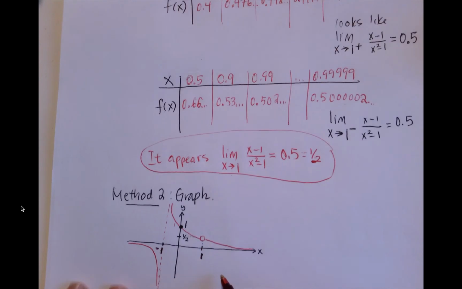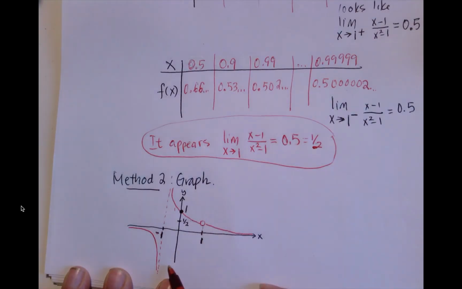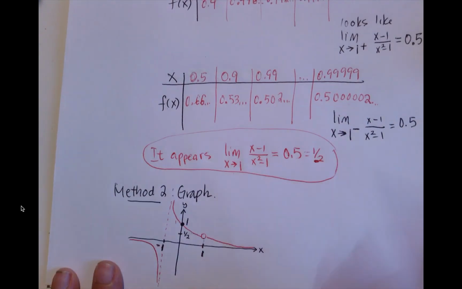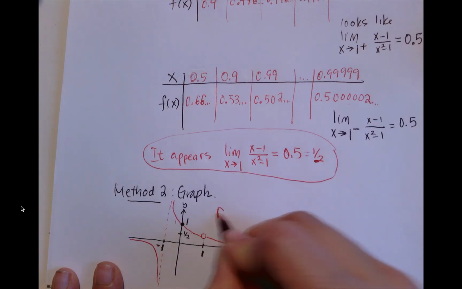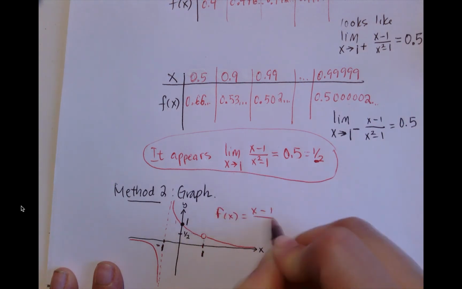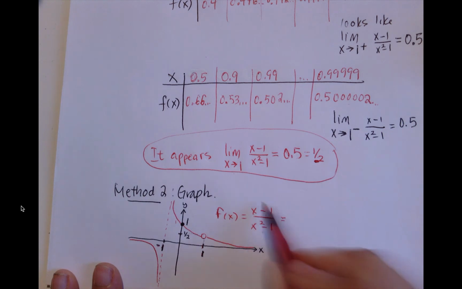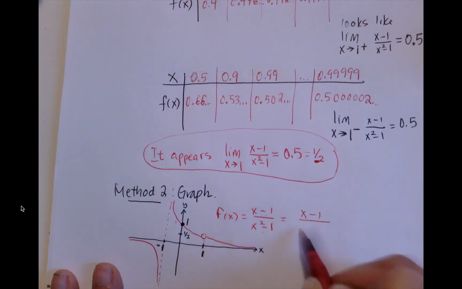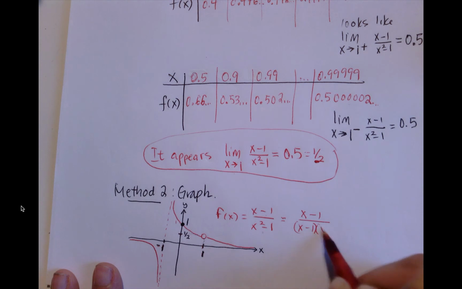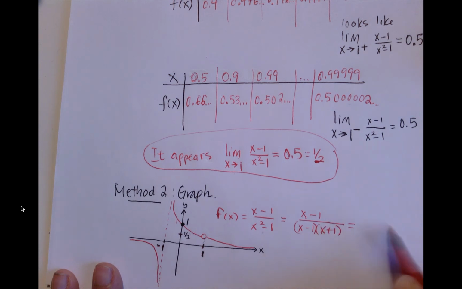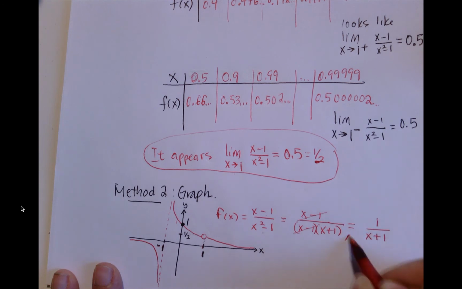So the second method I can use is to graph the function. If I graph the function f of x, then indeed, I can see that the limit as x approaches 1 is 1/2. In order to graph this function, I'm just going to graph the function 1 over x plus 1.